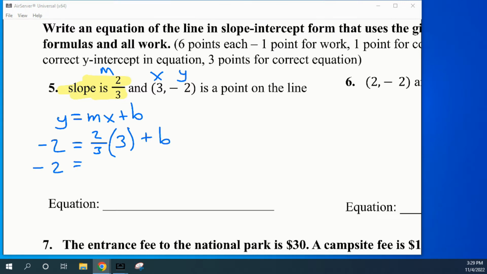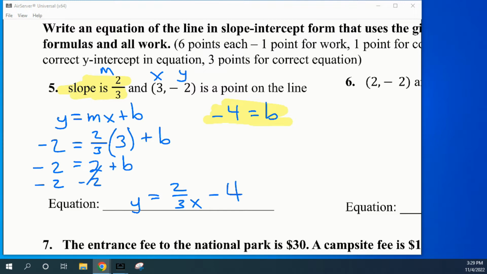What we're going to do now is just solve for b. When I do that, I get on the left side -4 equals the y-intercept of b. So I have my slope, I have my y-intercept. Y equals slope times x minus 4 for that y-intercept. Okay. That one's not awful.